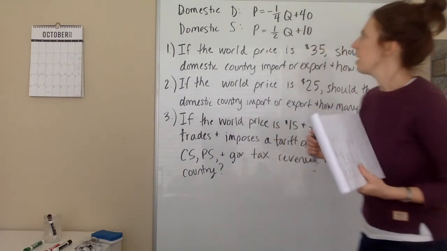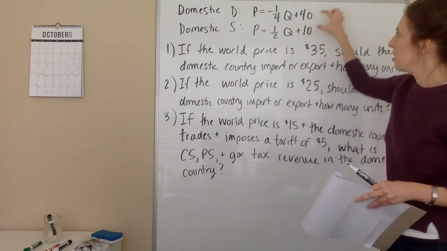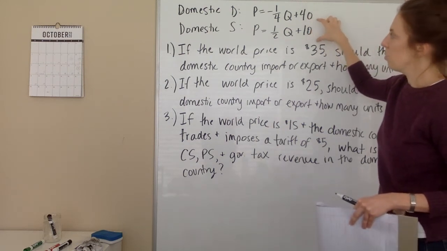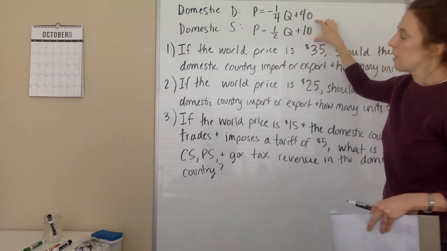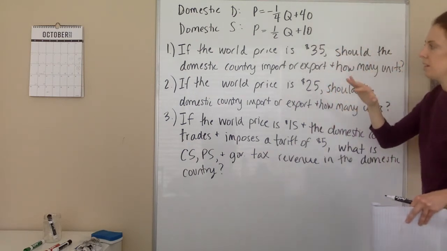Okay, for today's exercise, suppose you've got the following situation. Suppose there's a domestic country that has a demand that's characterized by this equation. The domestic country has a supply that's characterized by this equation. And then answer the following questions. And I'm going to help you a lot with these, so just hang tight for a minute.